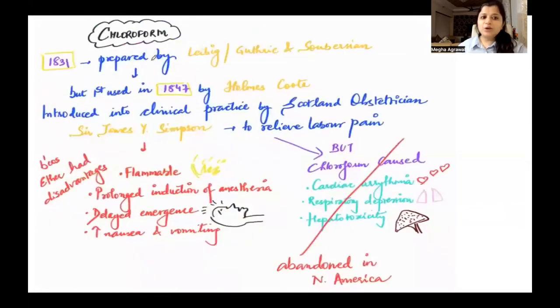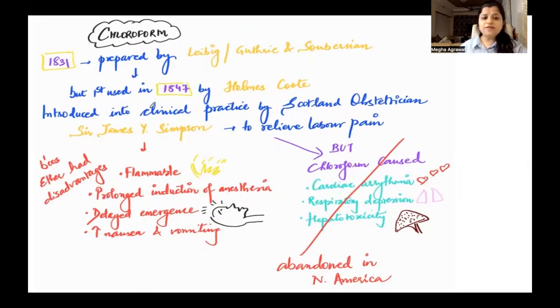Then let's talk about chloroform. Chloroform was prepared by Liebig, Guthrie, and Soubeiran in 1831, but it was first used clinically in 1847 and introduced into clinical practice by the Scottish obstetrician Sir James Y. Simpson to relieve labor pain.